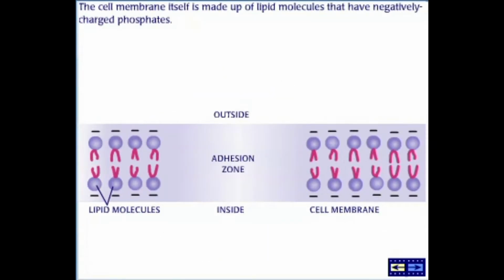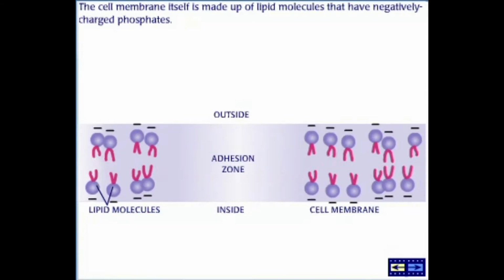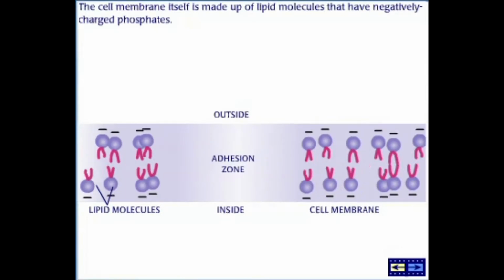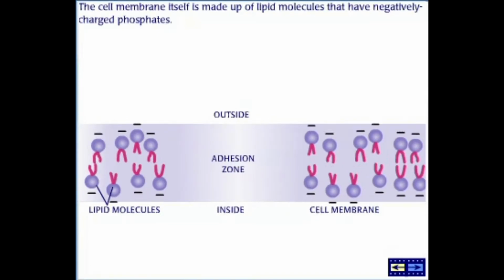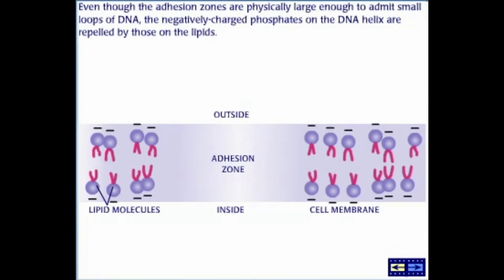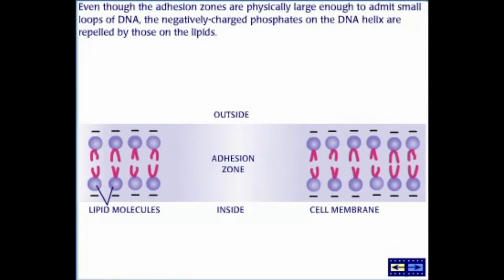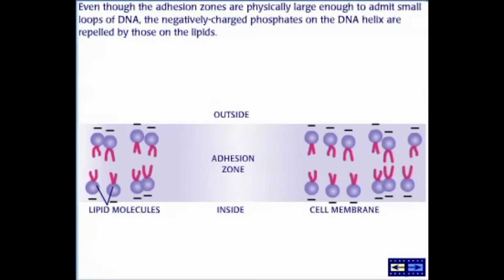The cell membrane itself is made up of lipid molecules that have negatively charged phosphates, which presents a problem for us because the plasmid DNA, which we are trying to get the cells to bind and uptake, also has a negative charge. So we need to do something to negate that repelling that would occur between the cell membrane and the DNA.